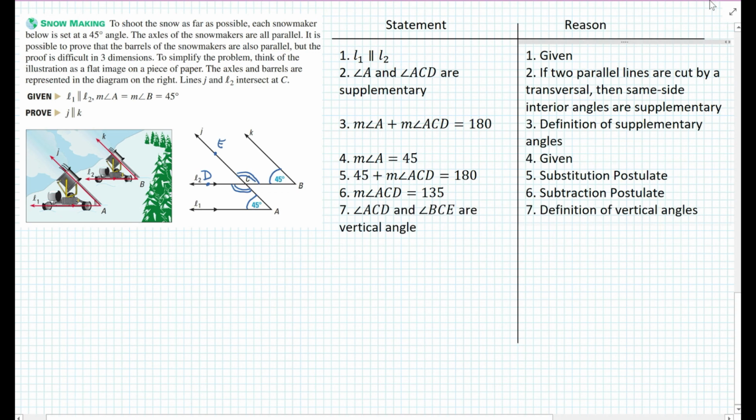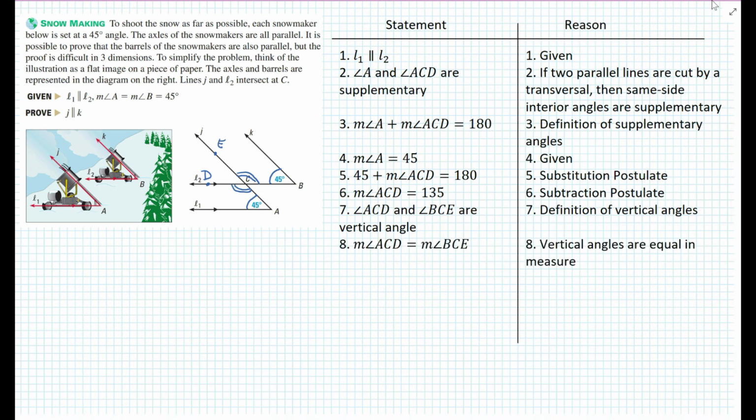But we know that angle ACD and angle BCE are vertical angles from the definition, and therefore those two vertical angles, angle ACD and angle BCE, must be equal in measure. So from step 6, we know that the measure of angle ACD is 135, but that is also equal to the measure of angle BCE. Therefore, for step 9, we can say that the measure of angle BCE is equal to 135 by the substitution postulate. We could have also used the transitive property here, which would have also worked.